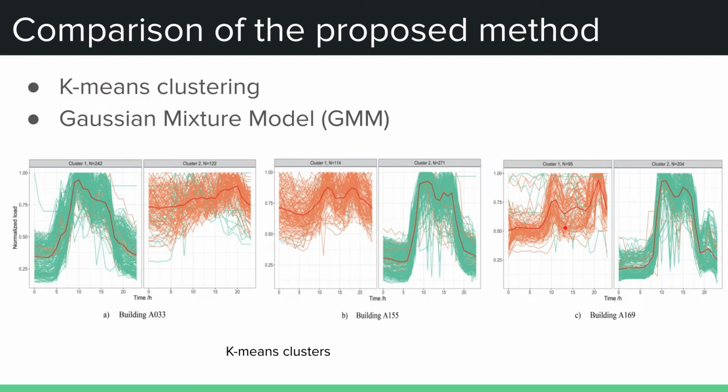To compare the performance of the proposed framework with the regular one-step clustering analysis, they trained k-means and a Gaussian mixture model. These are the clusters identified by k-means. 2 clusters were identified for all 3 buildings, and like I said, 2 clusters are not enough. So we can see that one-step k-means clustering is not good enough to identify clusters in electricity consumption data analysis.